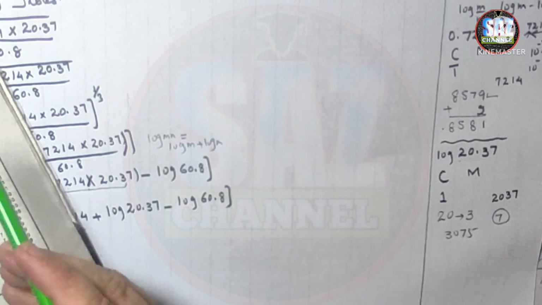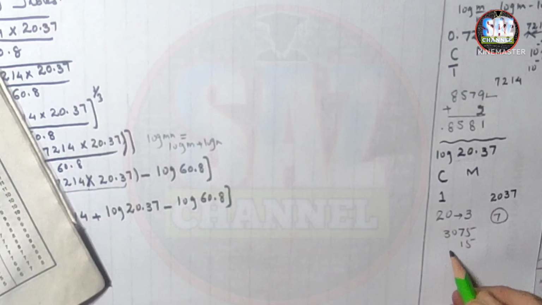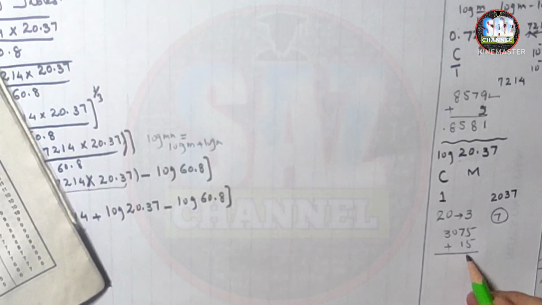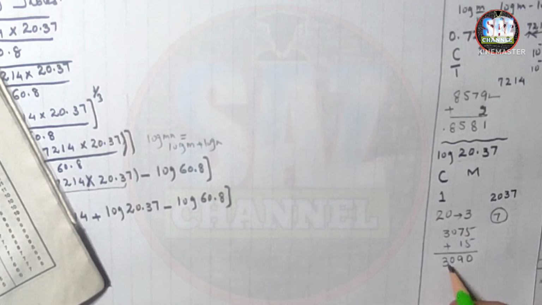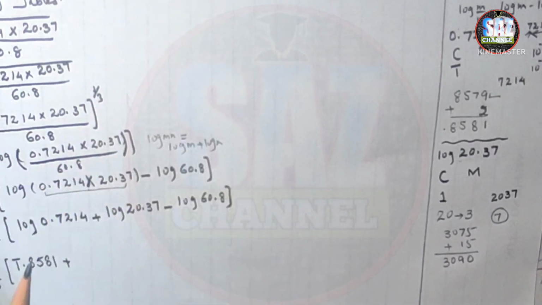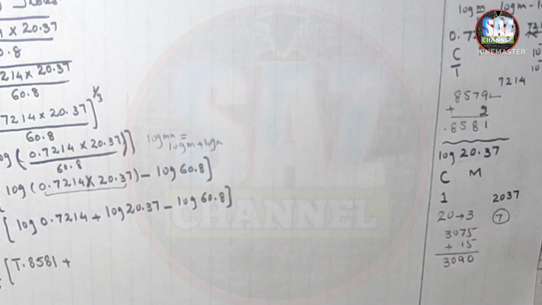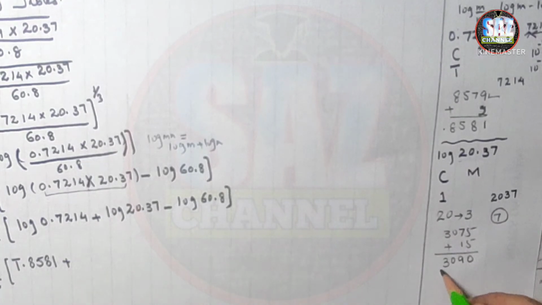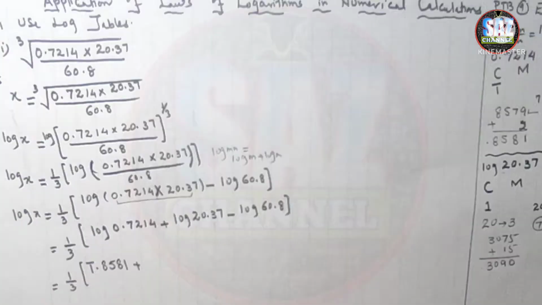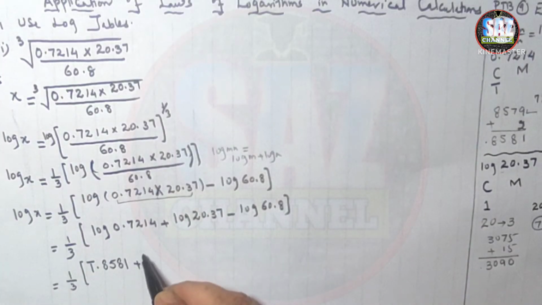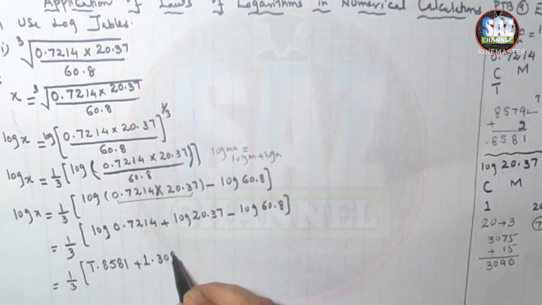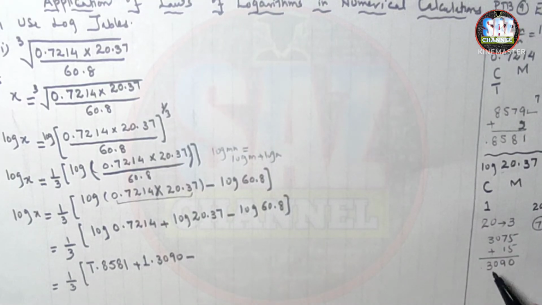20 in the column of 3 gives 3075, and in the mean difference column 7, this is 6 and this is 7. This is giving me 15. Now I have to add up these numbers: 5 plus 5 is 10, 7 plus 1 is 8, and 1 is 9, and this becomes 3090. And as we know that the mantissa of any number is in the decimal, so I will place the decimal with this, and the log of this number will become 1.3090.